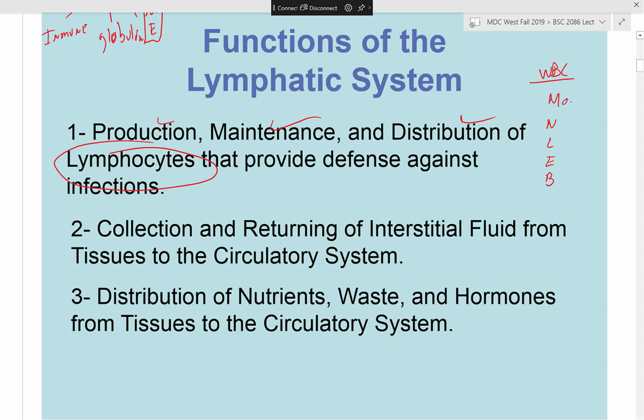So M is for what? Mono, neutrophils, lymphocytes, eosinophils, and basophils. Now, what are we talking about? We're talking about only the lymphocytes. And we said lymphocytes are either T's or B's. So when I say white blood cells, that's what I'm referring to, because they're part of your white blood cells. Okay. So definitely there is a defense against infections.